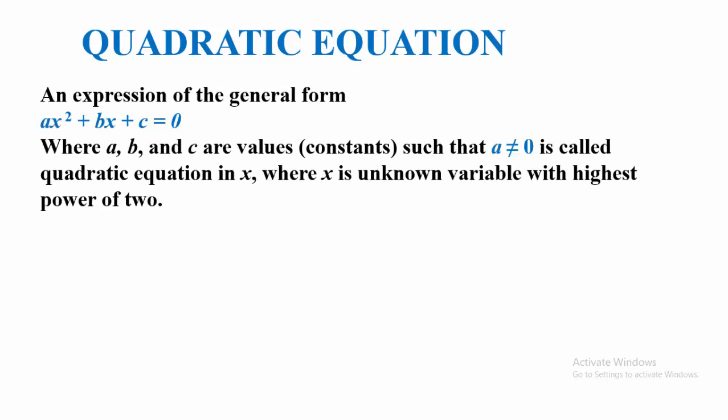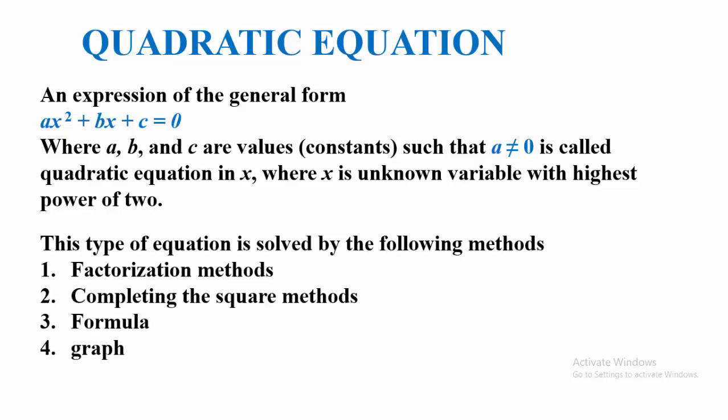In today's lesson, we will be learning quadratic equations. A quadratic equation is an expression of the general form ax squared plus bx plus c is equal to 0, where a, b, and c are constant values, such that a is not equal to 0. Such an expression is called a quadratic equation in x, where x is the unknown variable.